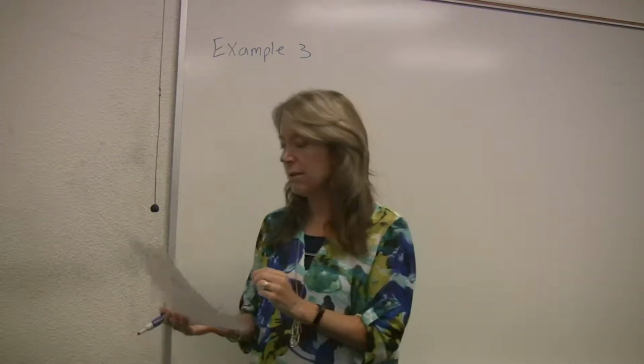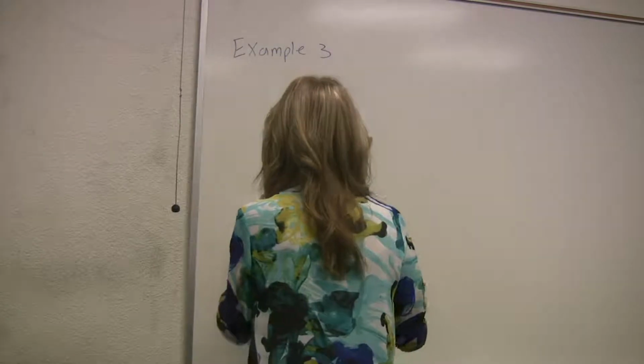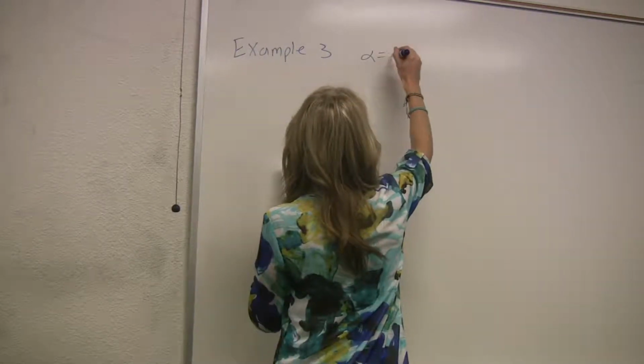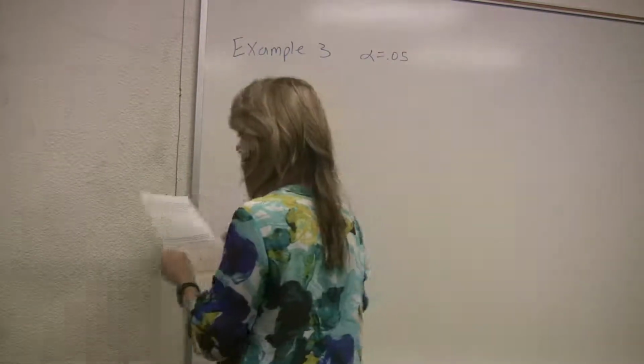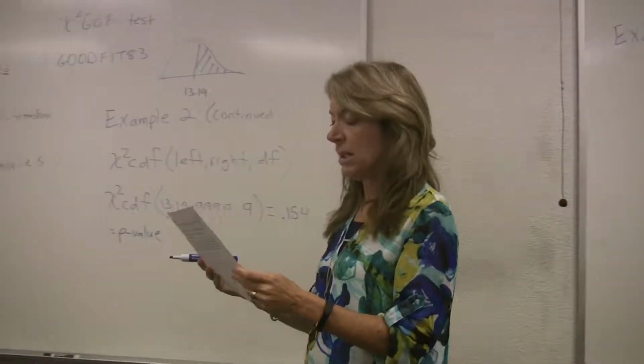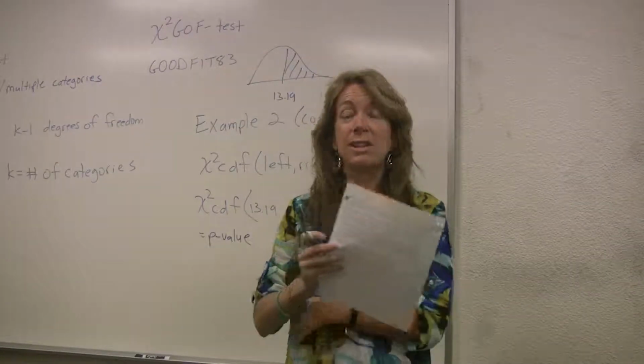Let's talk about how to handle this test then. So we're still using a 0.05 significance level, but we're testing the claim that the observed frequencies agree with the proportions that are expected.